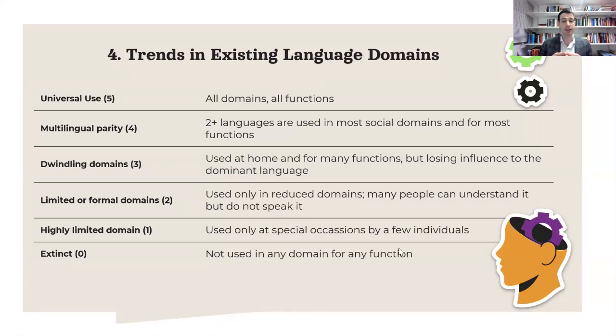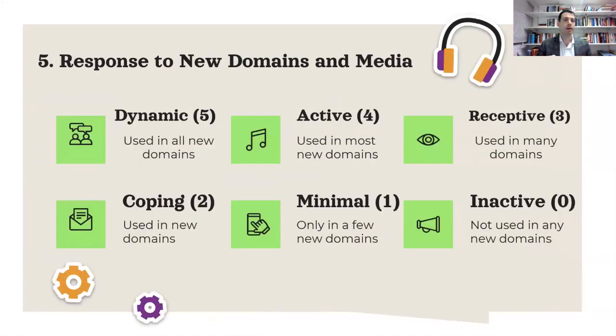Then we have a language spoken in limited or formal domains, meaning it's used only in a few of them, and many people can understand it, but do not necessarily have an active competence, do not necessarily speak that language. Then we have a situation where the language is only spoken in highly limited domains, only on special occasions and by a few individuals. And finally, extinct, quote unquote, which means it's not used in any domain for any function at all.